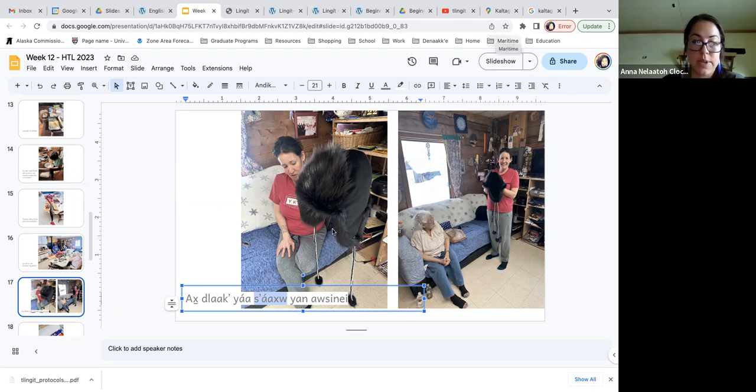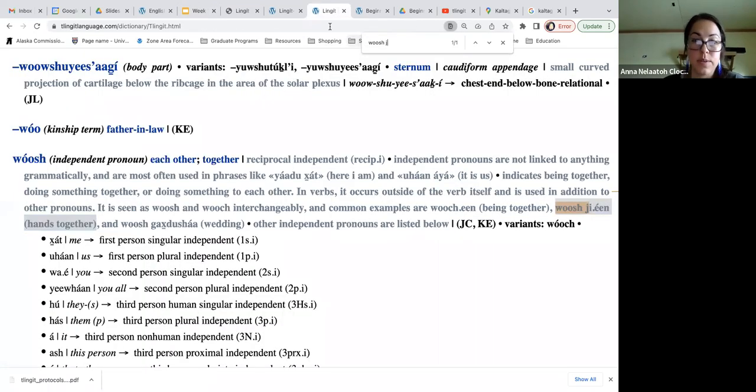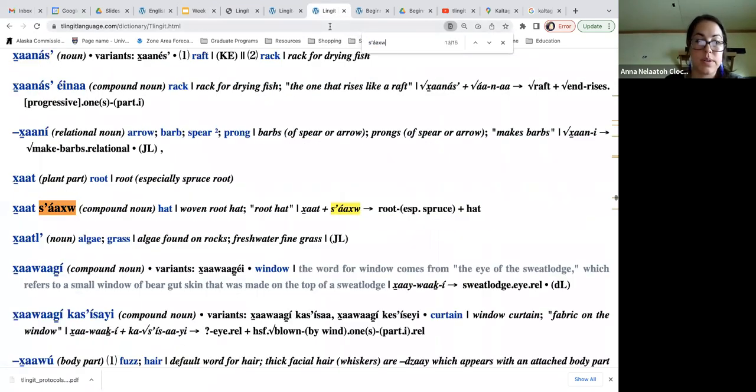So I'm going to copy this word. This is a phrase I put together to the best of my memory. Now I want to spell check words. So let's see how close we got. Hat. Okay. It looks like the spelling is correct. It's a pinched S, high tone, A, and then XW.